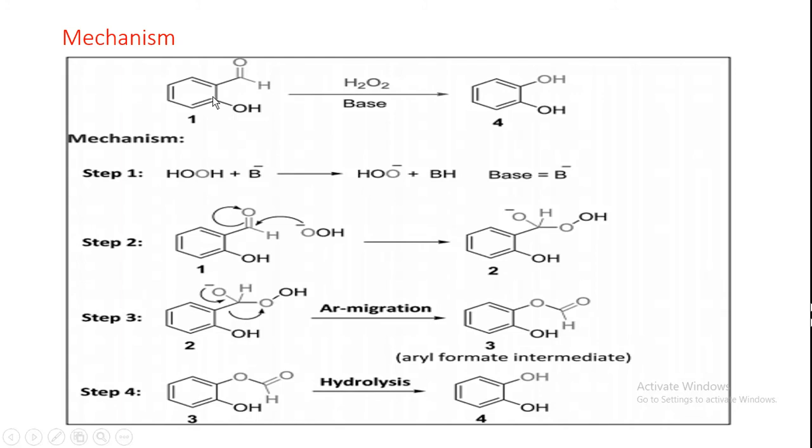Your base is attacking the peroxide to generate OOH negative, and ultimately this OOH negative, the peroxide ion, is attacking the carbonyl carbon. So here you see this is the reaction. We know simply what is happening: in the presence of peroxide and base, this C double bond OH, that is the aldehyde group, is changing to a hydroxyl group. So mechanism step 1: this is H2O2, peroxide, and this is B negative, that is the base, so it will take up the proton to give the corresponding salt.